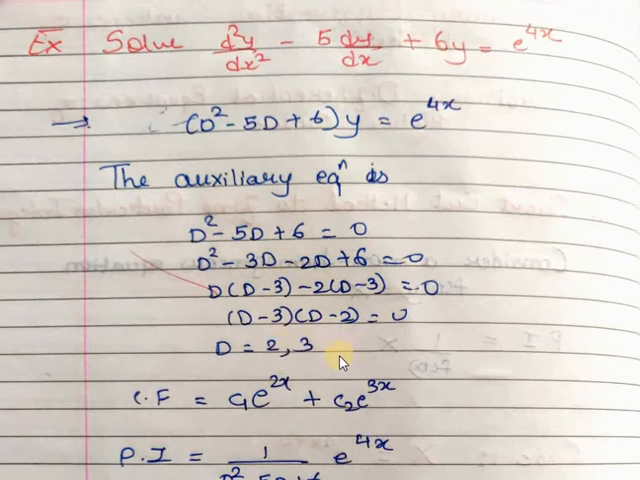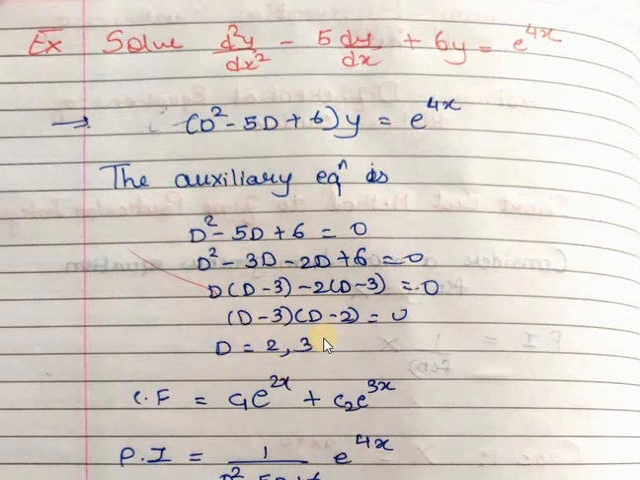So here, as you can see, there are real and different roots, because 2 and 3 both are real numbers and both are different. So here we will have to find out, first of all, CF. What is CF? It is the complementary function. To find CF, different cases are used, and the first case is when roots are real and different.